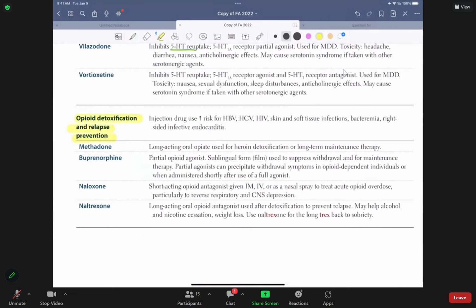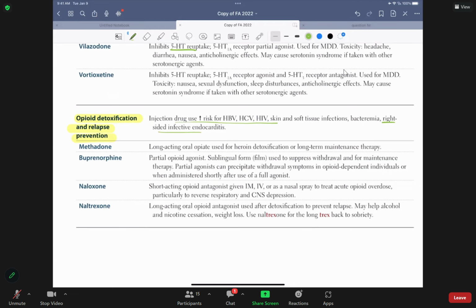This is where we're going to worry about the opioid effect, folks, okay? Now, when it comes to opioid detoxification, these are pain medication injection. Injection drug use increases the risk for infections. You should know that. And we also said right-sided heart valve disease is more common than left side because IV drug abusers mean more chance for the right side.